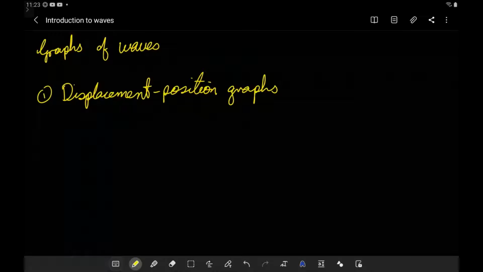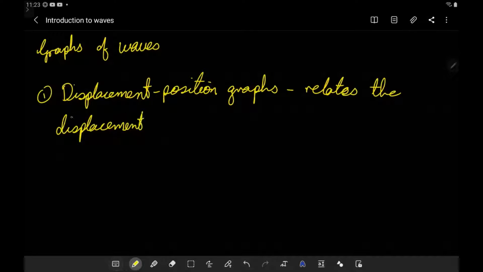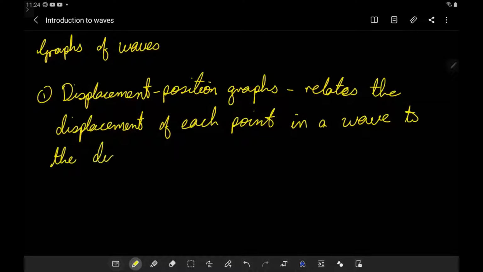Okay, so a displacement position graph relates the displacement of each point in a wave to the distance or position from some reference point.